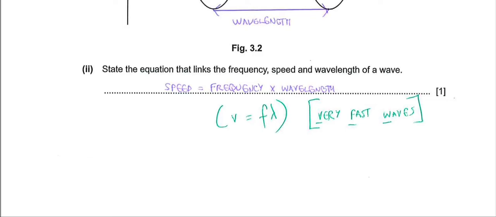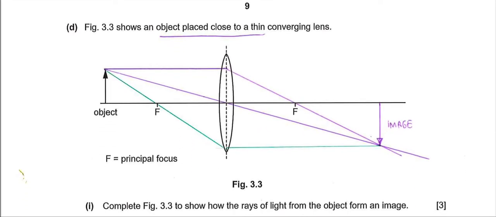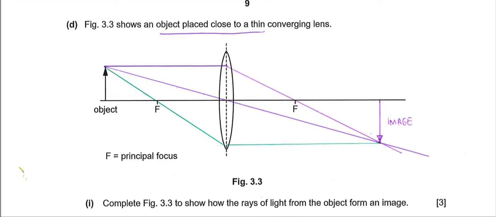Okay, again, we'll come through. We're going to get into slightly harder bits. Okay, first, we have got a thin converging lens. Okay, and you're asked to complete the figure 3.3 to show how the rays of light from the object form an image. Now, I've done this for you. Okay, we do this all the time. We need at least 2 lines. That's why 2 of the lines here are purple.